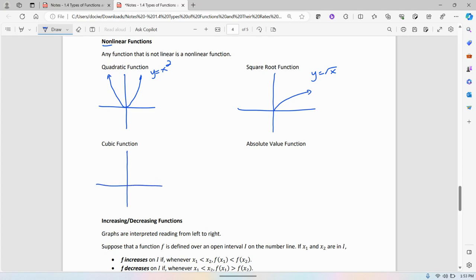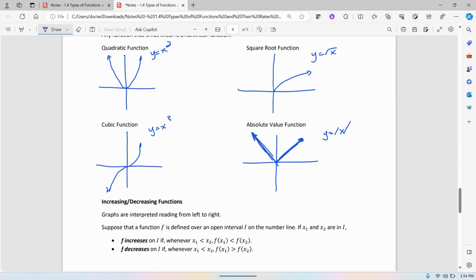We have the cubic function, y equals x cubed. Again, it's curved. It's not linear. Now, the absolute value function is going to look like a V, where this side is linear and this side is linear, so it appears linear-ish, but notice that there is that change. Here the function is decreasing, and then here the function is increasing.